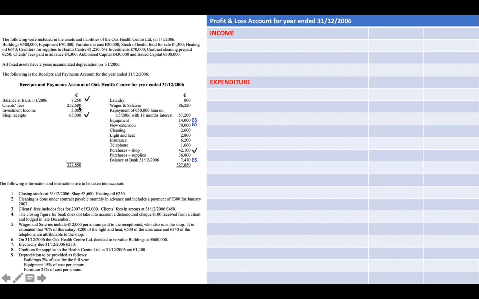So we have here balance of bank that has already been used and is a balance sheet item. Shop receipts has also been used as well. Remember, we got our profit from the shop, so we can put our profit from the shop straight in there, and we've used our purchases from the shop as well. Be careful with the balance sheet items, do not put them in here. It might be worthwhile writing BS beside the balance sheet items so you know you won't forget them when you're doing your balance sheet.